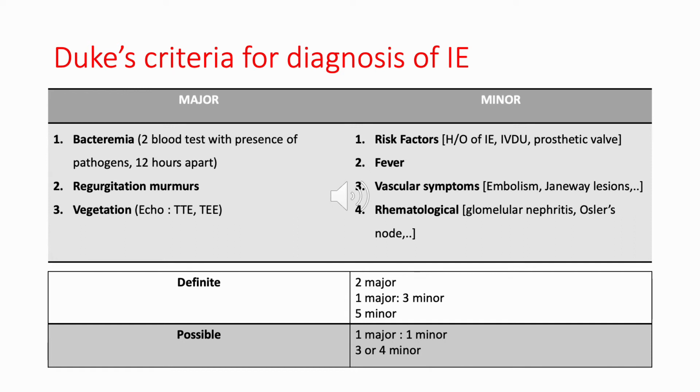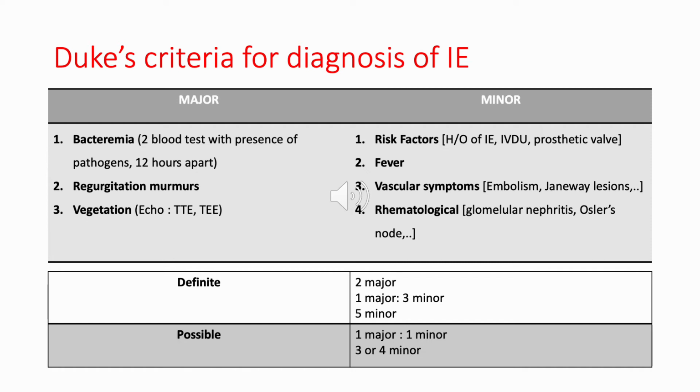And then the fourth and the last point would be rheumatological presentation. So again, when the vegetation breaks and flows with the blood, it can cause a series of immune responses from the body, because it is a foreign body inside the blood, and so can cause some manifestations in form of glomerulonephritis, Osler's nodes, etc.